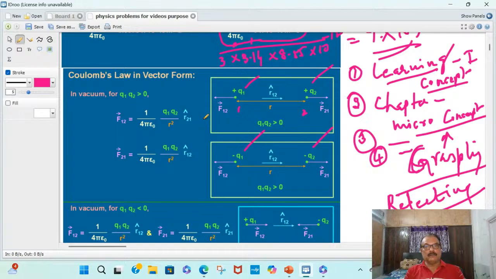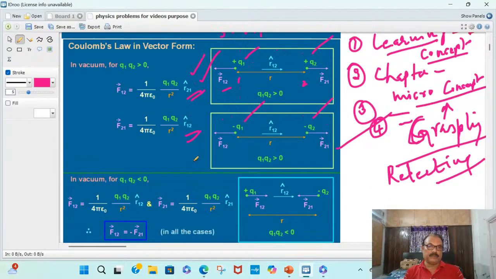So what is the direction of the force on 1? It is away from 2, so 2 to 1. That is correct. The force on 2 means it is going away from 1, so 1 to 2. These are the unit vectors. You have studied that a unit vector means a vector divided by its magnitude, so we use it just for direction purposes.